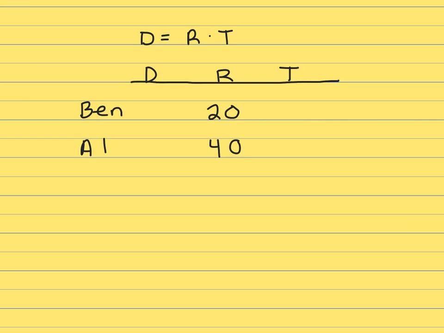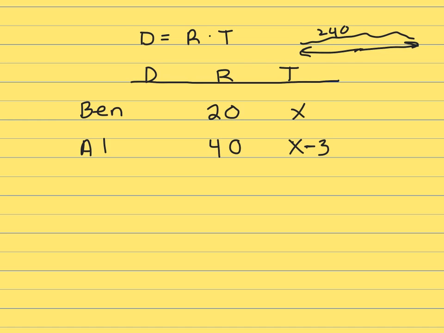So let's say Ben's time is x. Well, he leaves at 8 o'clock. Al leaves at 11 o'clock, so he leaves 3 hours later. So basically one guy goes east and one guy goes west. And then we're told that at some point their total combined miles traveled is 240.